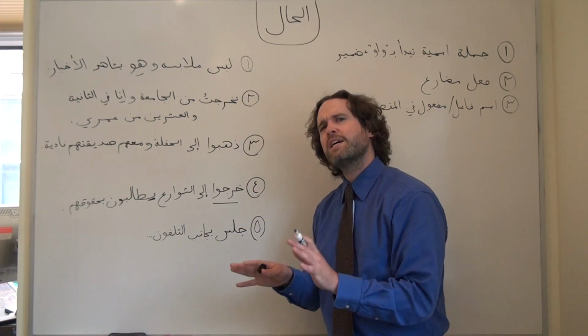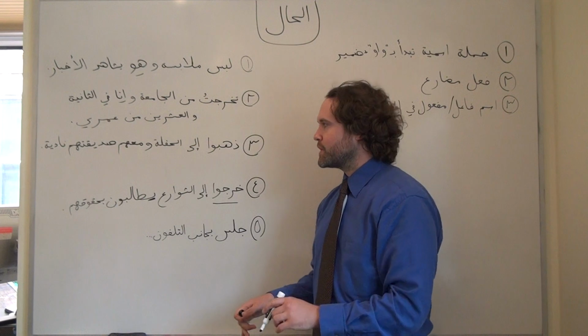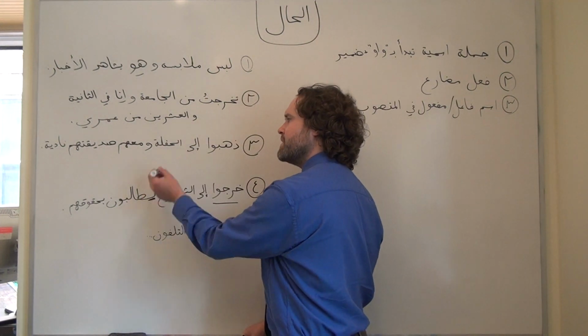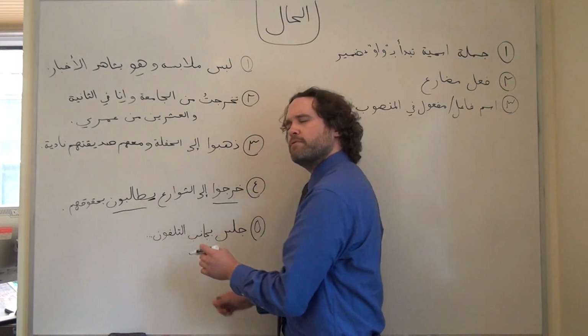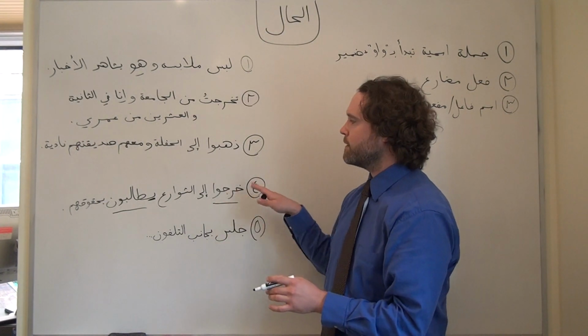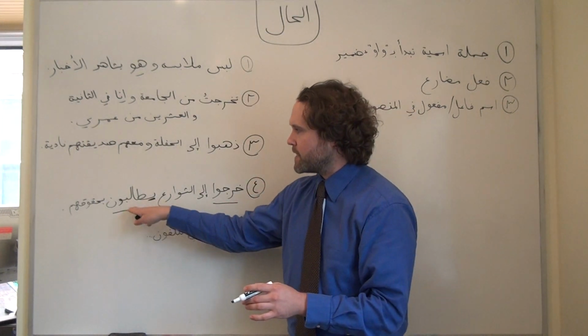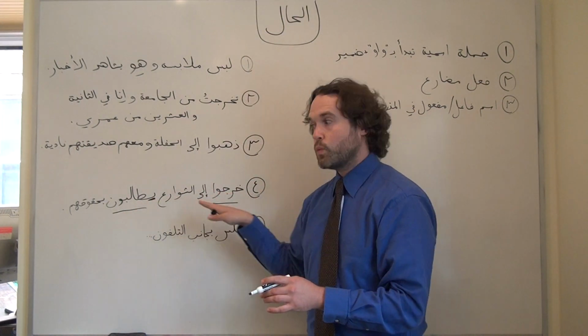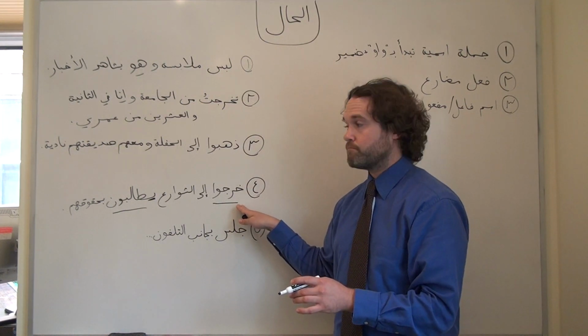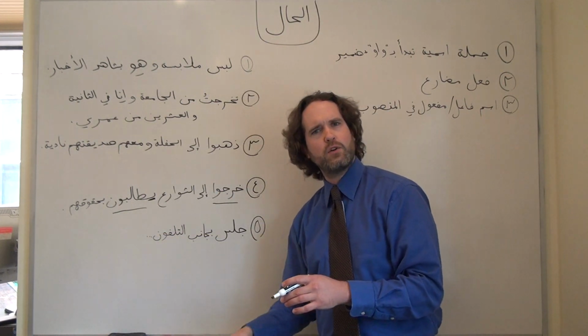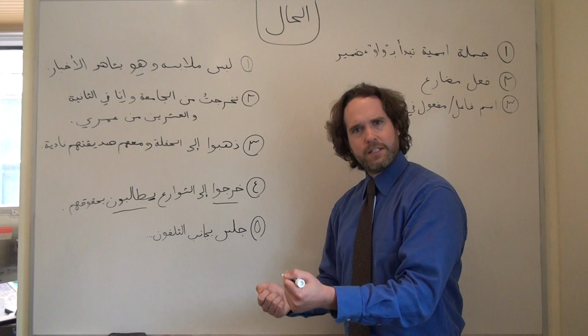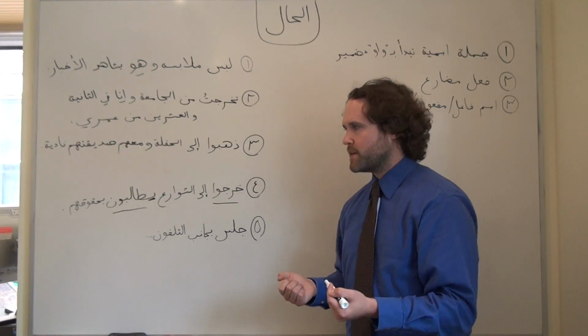But once again, we can't get too literal here. We have to understand that this يطالبون just refers to an event that was happening in the past and that was happening concurrently with the action of that first verb. They went into the streets demanding their rights, or while demanding their rights, something like that.